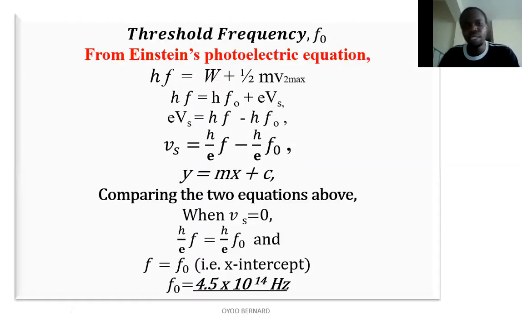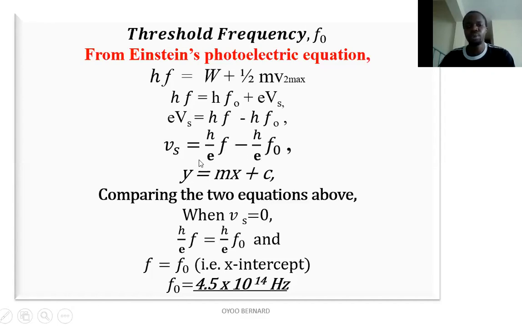Now, how do we get the threshold frequency? From Einstein's photoelectric equation, and this is why Einstein's photoelectric equation is important. We've already discussed that. This kinetic energy can be expressed in electron volts. So you rearrange, and then you have eVs is hf minus hf naught. That's now mathematics. So that's why mathematics is very important in physics. For a physicist, it's important that you are good in mathematics. Now, you make Vs the subject of the formula, and this is what you end up with.